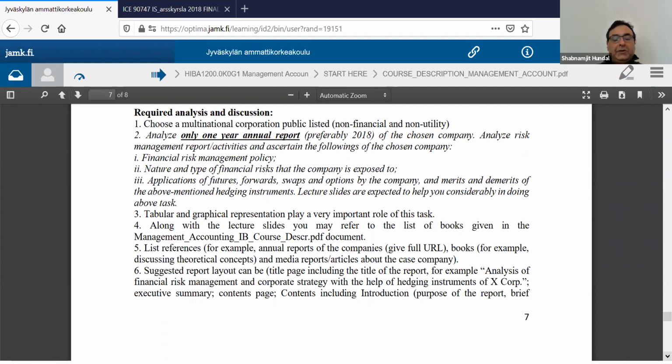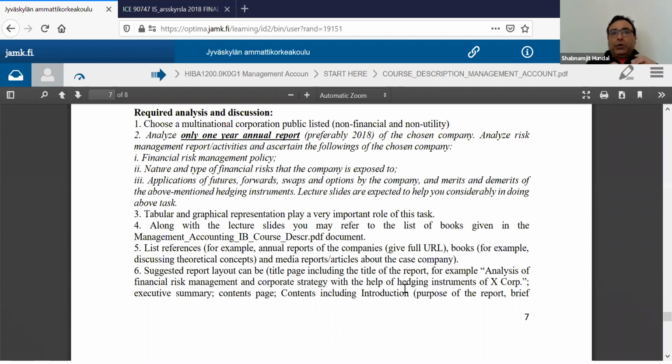Analyze the risk management report activities and ascertain the following of the chosen company. You need to basically analyze the risk management risk factor report, which is a sub-report of the annual report, but I will discuss with you one example shortly. You can talk about what type of financial risk the company is exposed to and what type of risk they. So you need to analyze first what the risks are which the company is exposed to.